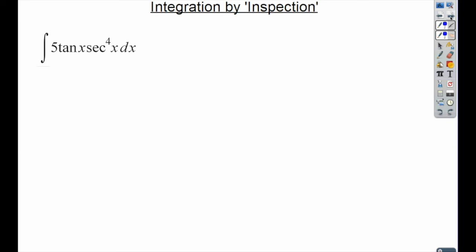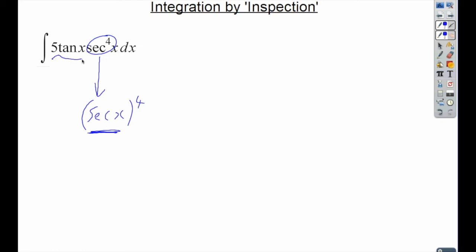In previous examples, indeed in the last example as well, we looked at something in brackets and saw what happens when you differentiate it. Well, just remember that this term here, sec to the power of 4 x, is the same as sec x to the power of 4. So that is your bracketed expression. And if you check, when we differentiate sec x, we get sec x tan x. And that is where the tan x is coming from.